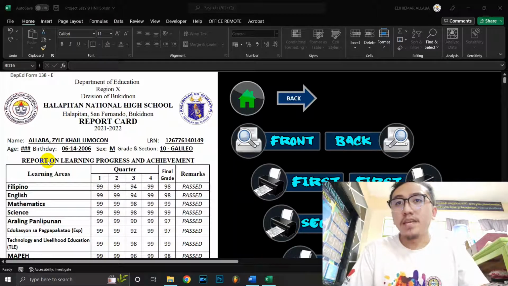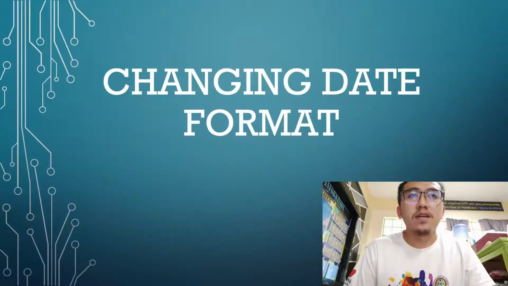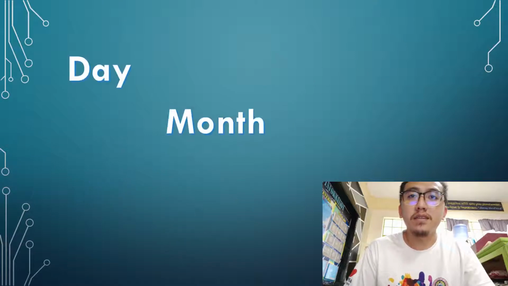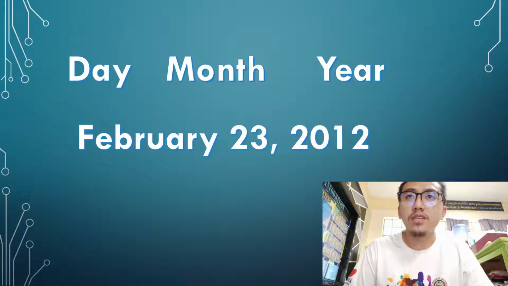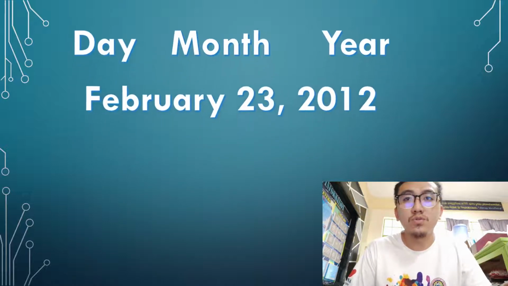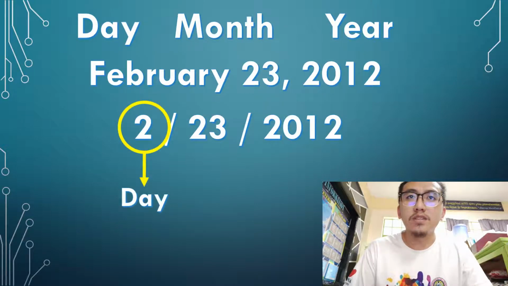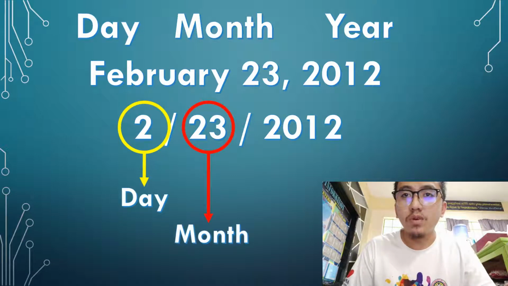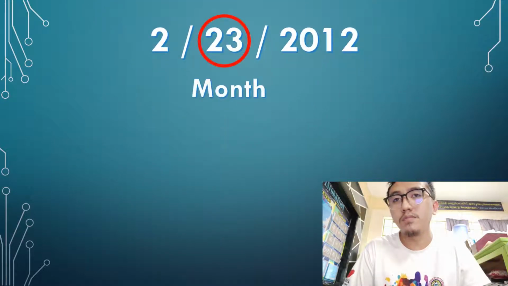So, the date format of our laptop is different from the date format that we are used to. Try to look at this one, the error in the age. The date format of our laptop is day, month, followed by the year. That is why if we input February 23, 2012, it will be read as 2/23/2012, where 2 will be read as the number of days, and 23 will be read as the number of months. The error usually happens because the middle number must be less than or equal to 12, because it is intended for the number of months.